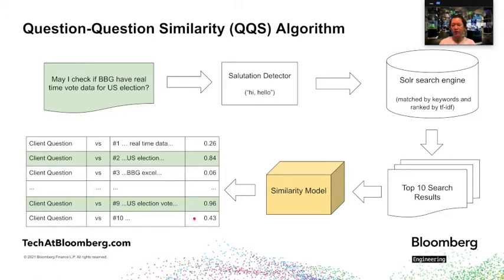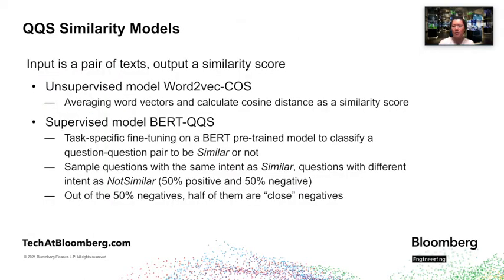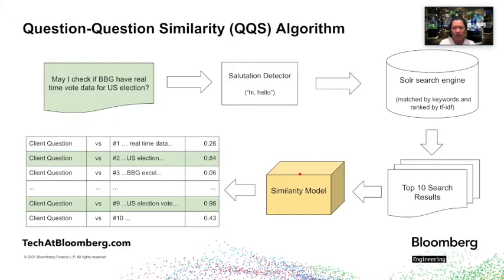Its purpose is trying to filter out those low scoring ones and pick those very highly similar historical questions and return. A similarity model's job is taking a pair of texts and outputting a similarity score. We investigate unsupervised and supervised methods. For an unsupervised method, you can use word2vec to represent each text as a vector and calculate cosine distance as a similarity score. For the supervised method, we fine-tune a BERT-based model to classify a question-question pair as similar or not. That's how the similarity model fits in the QQS algorithm.